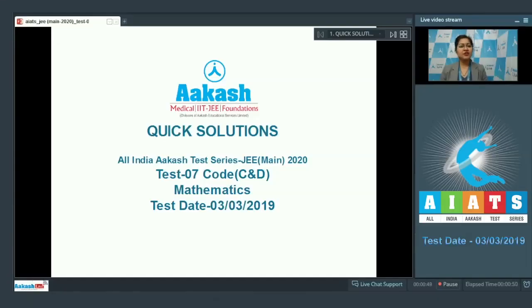Everyone, today we will discuss the quick solutions of All India Akash Test Series JEE Main for first step students, Test 7 Code C and D Mathematics, which was held on 3rd March 2019.